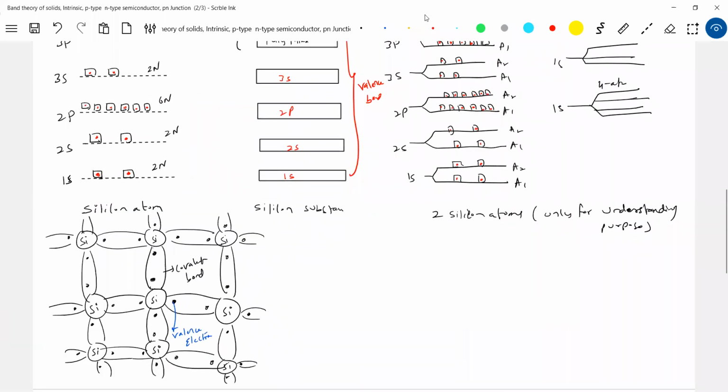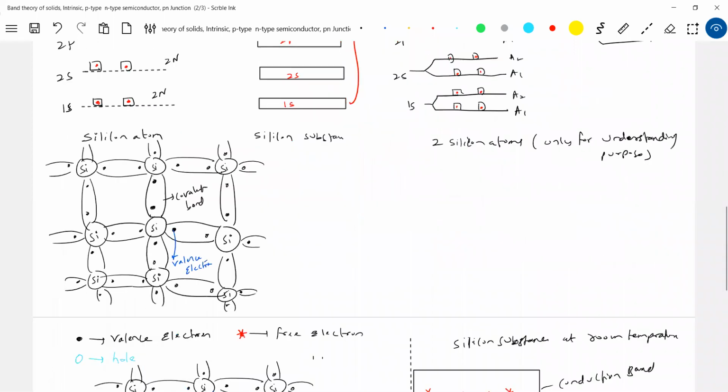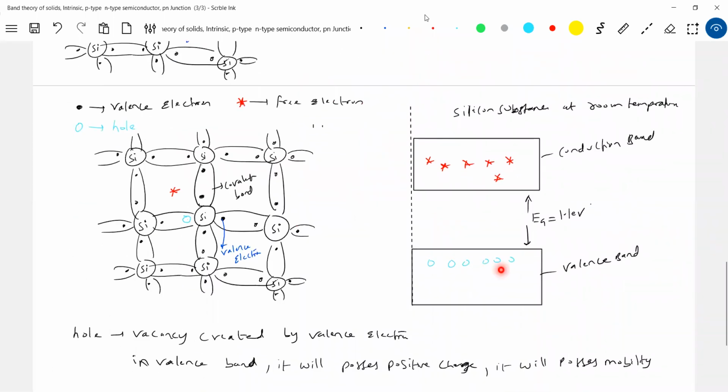As you increase temperature, what will happen? As you increase temperature, more and more valence electrons will get sufficient energy and they'll jump to the conduction band. More free electrons are available. Then it becomes similar to a conductor. As you decrease temperature, what will happen? We don't get any holes, a fully filled valence band. At absolute zero, fully filled valence band and empty conduction band. This is nothing but an insulator, no?